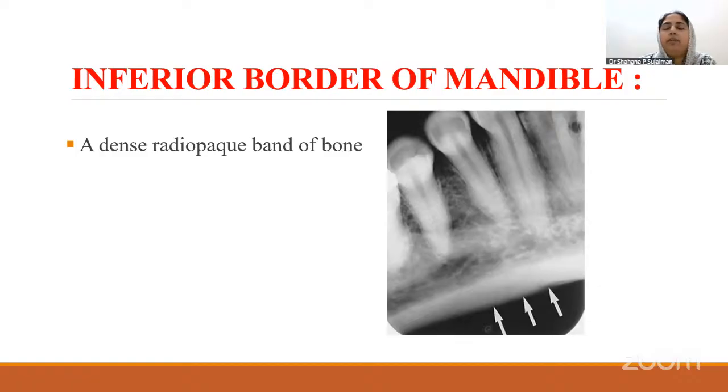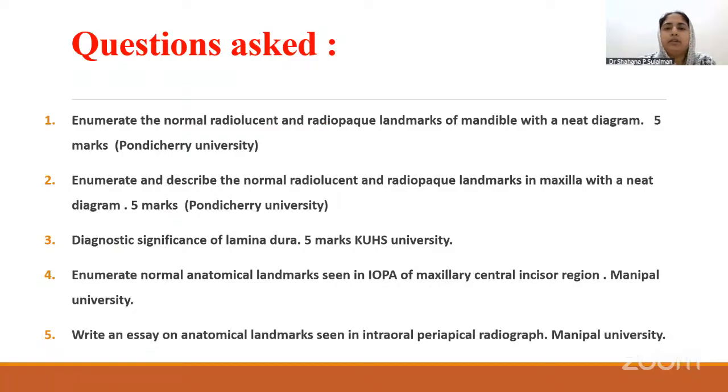Now lastly, we have the inferior border of the mandible. The inferior border of the mandible is made up of thick cortical bone, so it appears as a thick radiopaque band of bone. So with this, the anatomical landmarks are over.